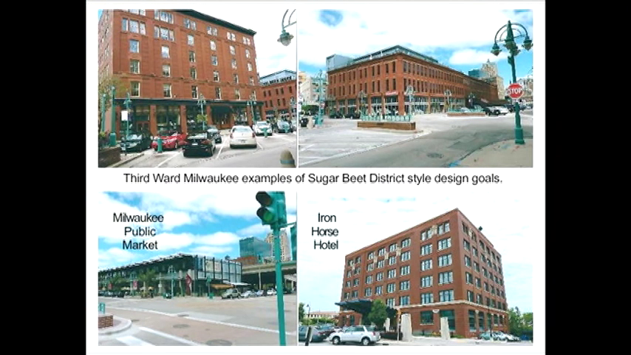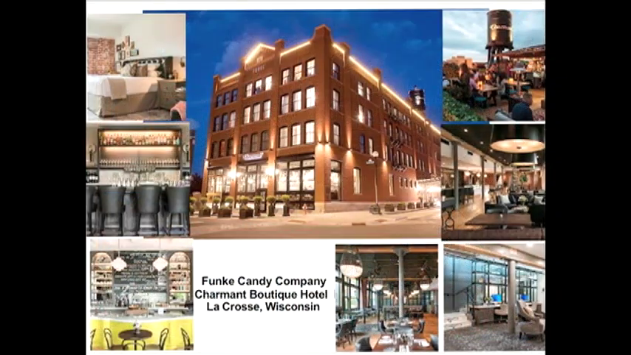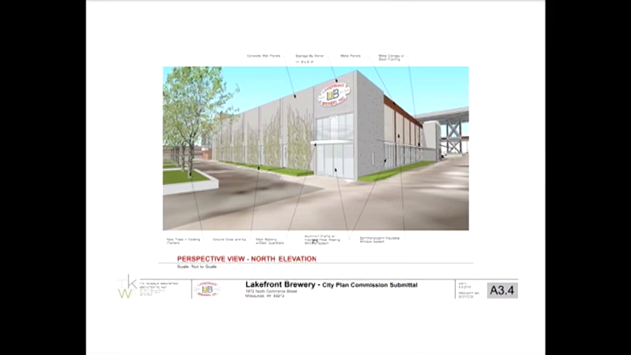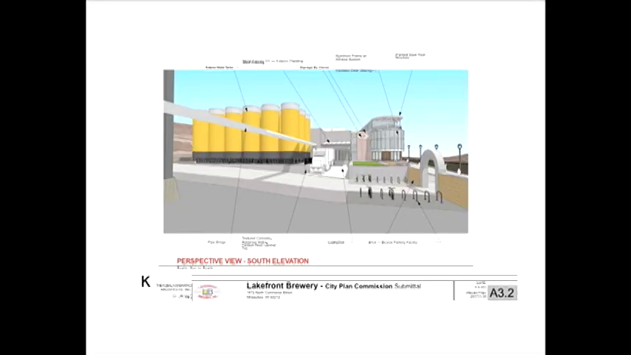This is, of course, just some loves that I have from Milwaukee. But these are creative opportunities that have done well. This is a funky candy company in La Crosse, Wisconsin. This is now the Charmant Boutique Hotel. So these are the kinds of things, taking old buildings. If you have some in your community, this is a great opportunity to use the opportunity zone designation and funding to help improve those. Another hotel called the Iron Horse in Milwaukee that our partners did. Our brewery that we're working on, they designed the Lakefront Brewery down in Milwaukee as well.